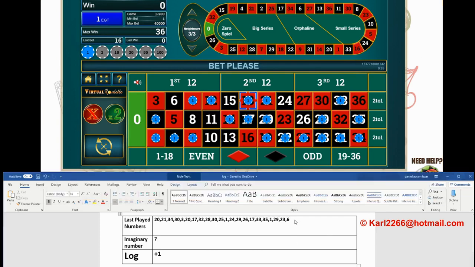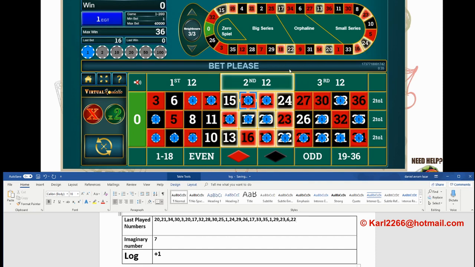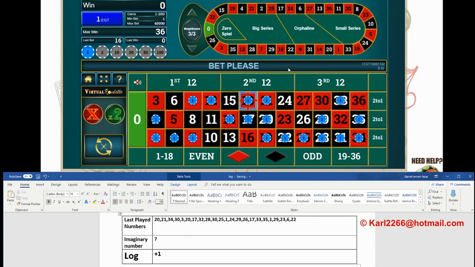And after 6 we got number 22, which is a win, which is also the third neighbor of 7, also the third neighbor of 14. Okay, we move to another example.